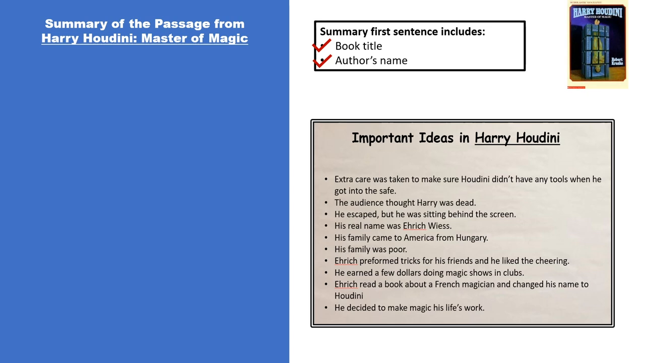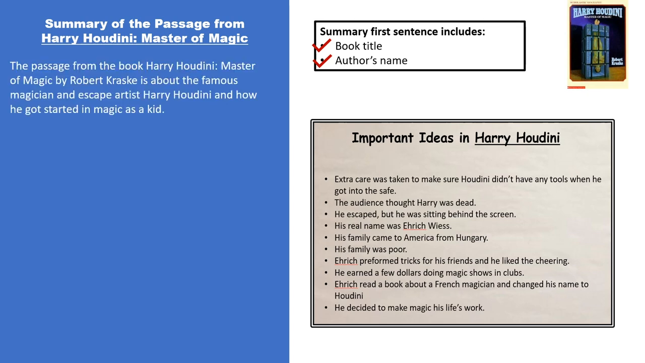When we think about creating a sentence or sentences from our ideas chart, we'll first start with creating a sentence that introduces the book and those important things that we need to introduce. Just like in A River Runs Wild, we talk about the author's name and the title of the book. So for Harry Houdini, our first sentence will be: The passage from the book Harry Houdini, Master of Magic by Robert Kraske is about the famous magician and escape artist Harry Houdini and how he started in magic as a kid.